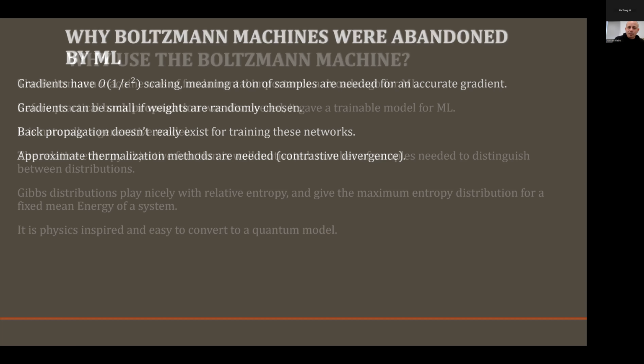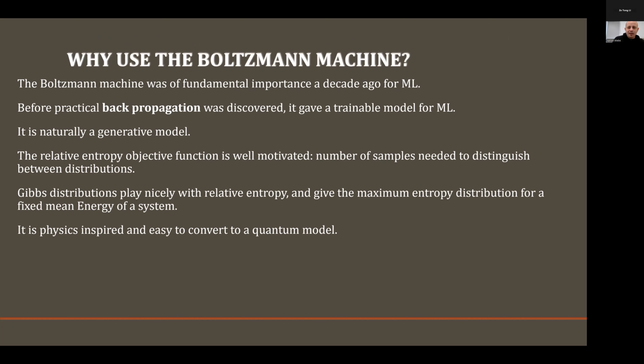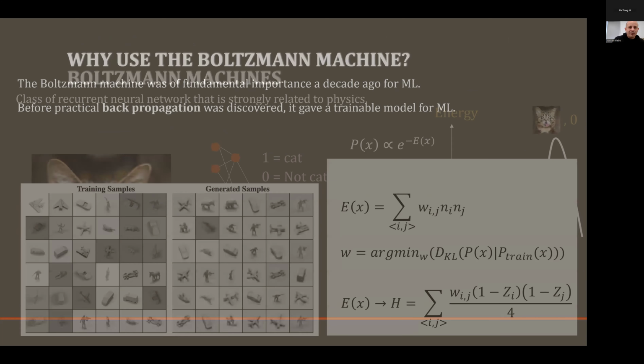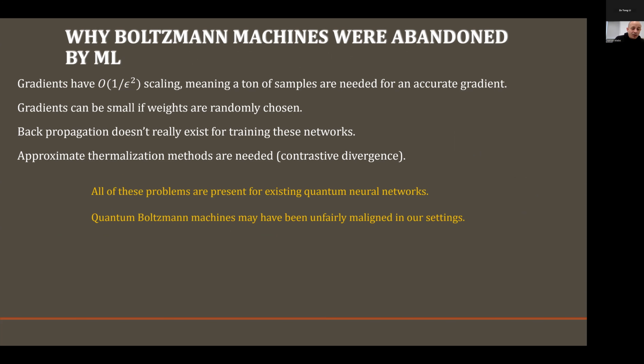do is prepare our probability distribution that goes like e to the minus energy. So this means that we need to find a way of doing that. And it turns out that that is really difficult to do exactly. So approximate methods are needed, and these approximate methods in some cases may not actually be theoretically well known to converge in general. However, pretty much all of these problems exist to one degree or another with existing approaches to so-called quantum neural networks.